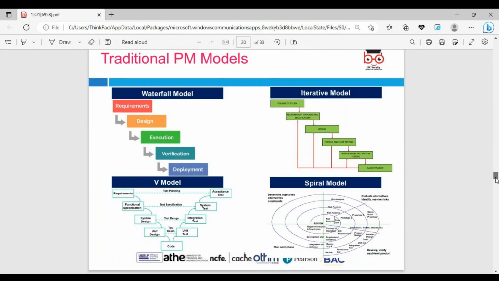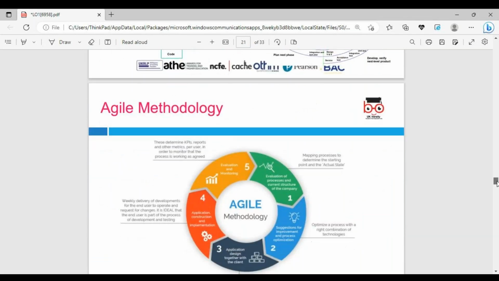We can look at the waterfall model, where we look at the requirement, design, execution, verification and development, and the spiral one, where the particular steps go around in a spiral and flow. We can look at these models in the following slides.